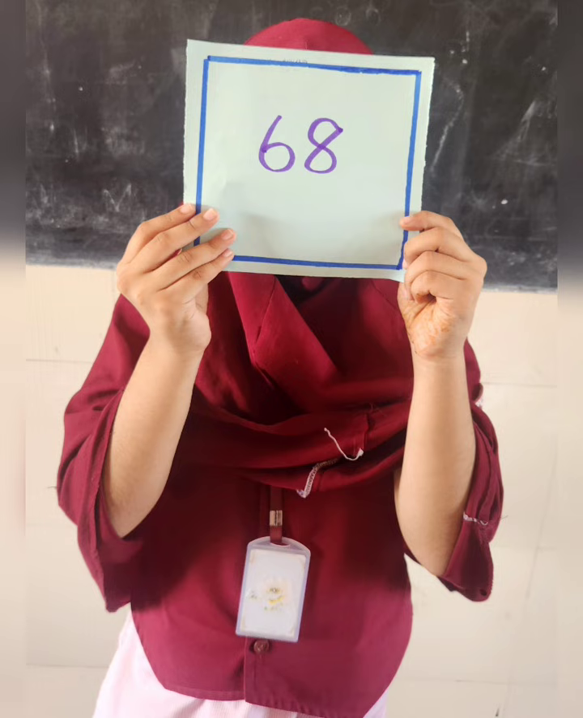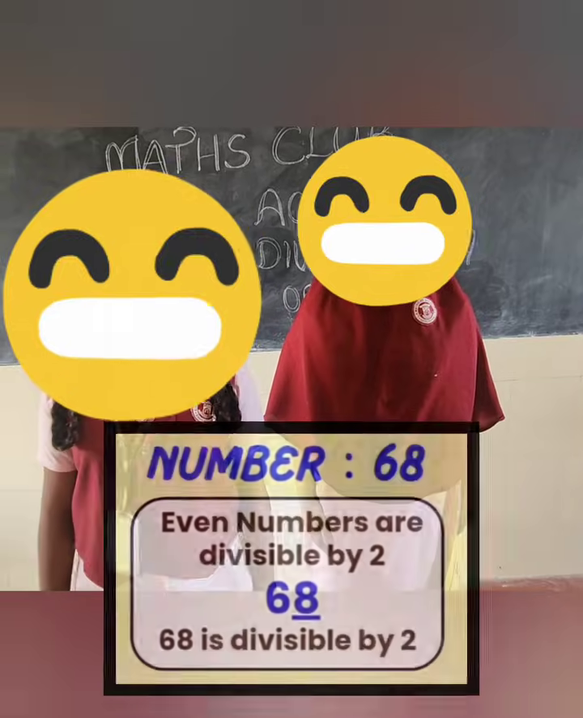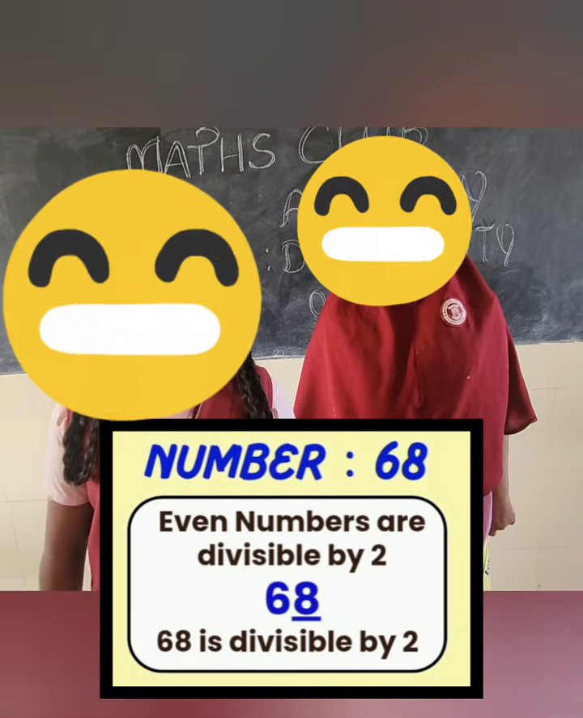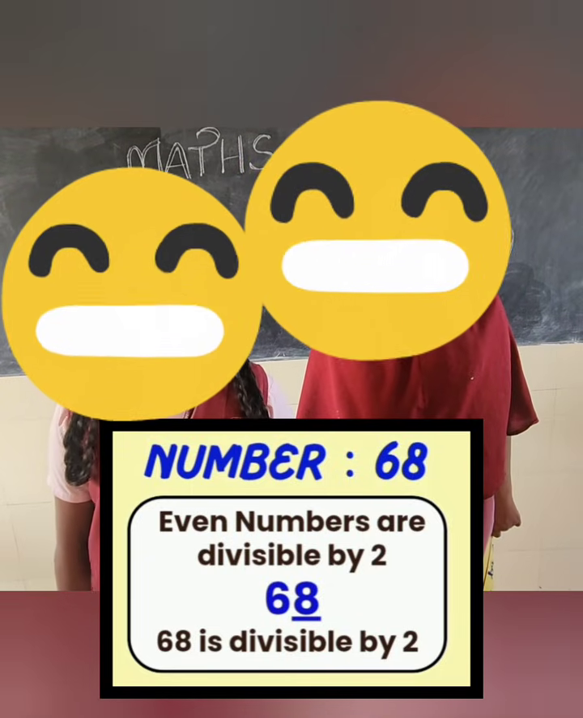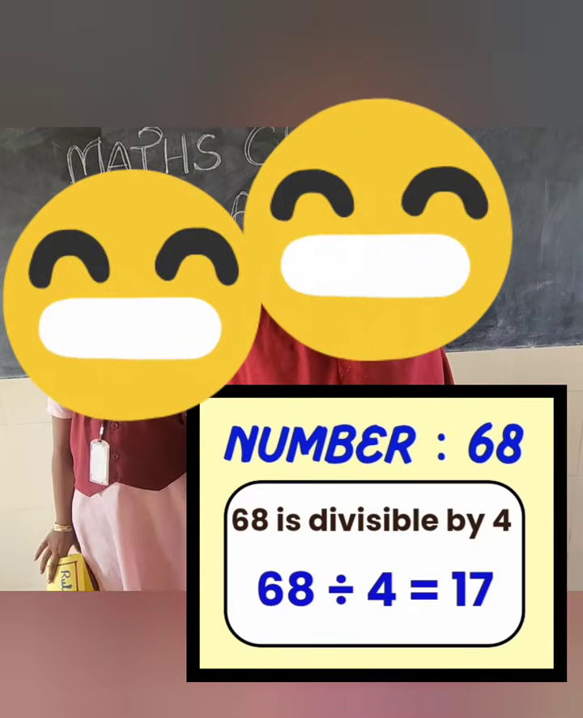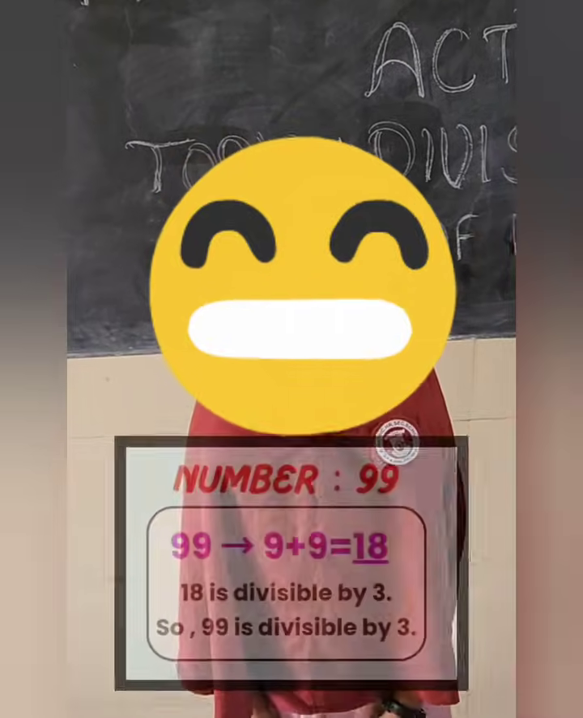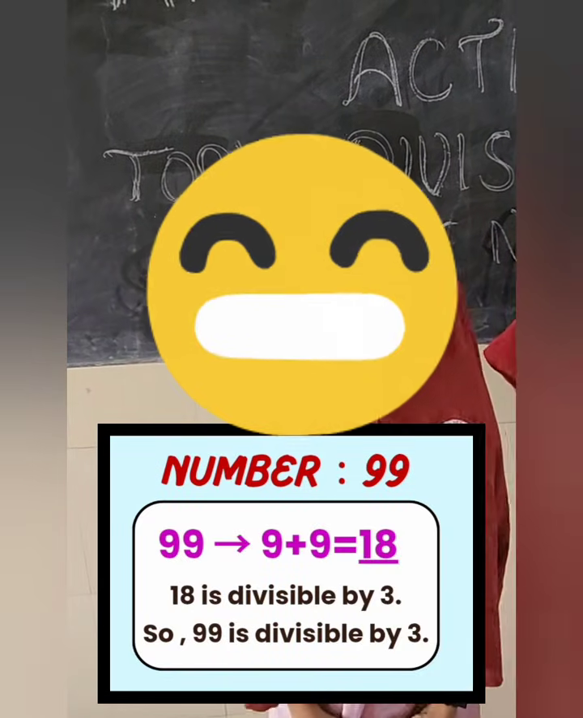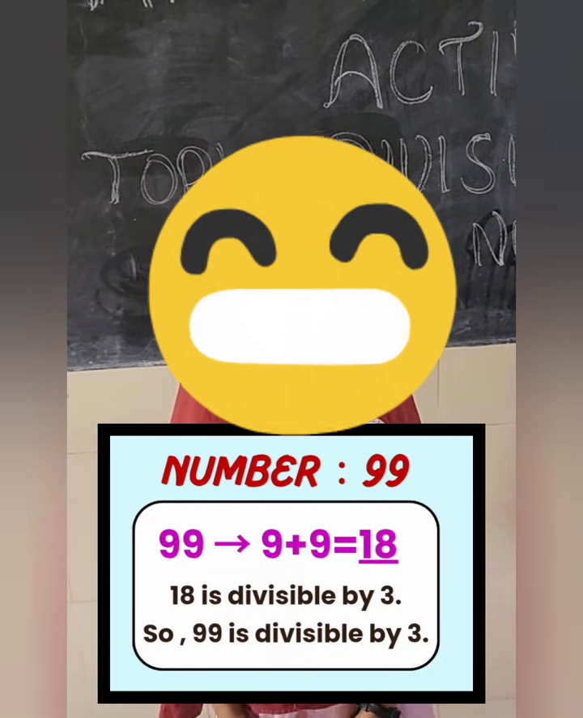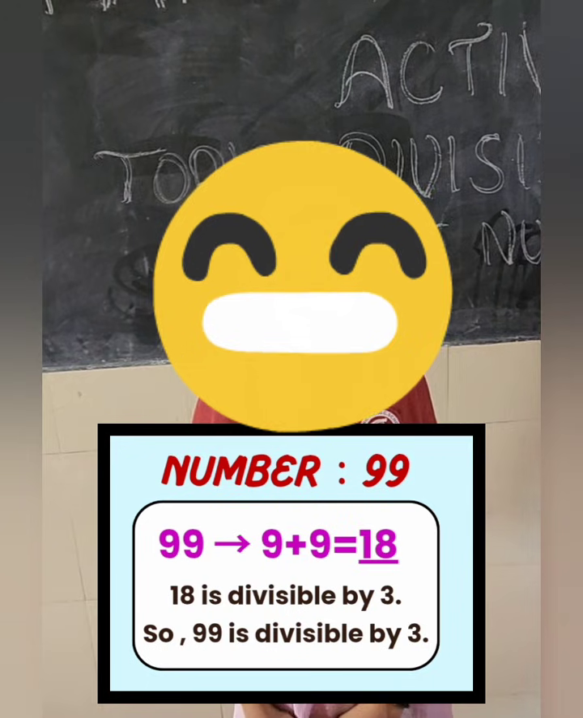The first example is 68. The given number is 68. Its ones place is 8, so it is divisible by 2. The given number is 68. It is divisible by 4. The next example is 99. The given number is 99. The sum of the digits is divisible by 3. So the number is divisible by 3.